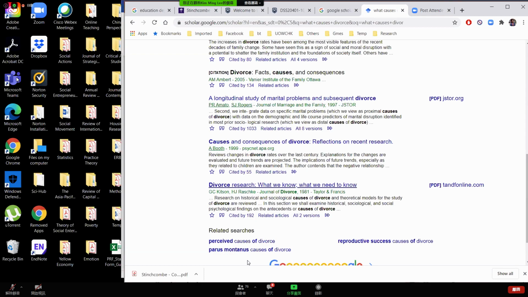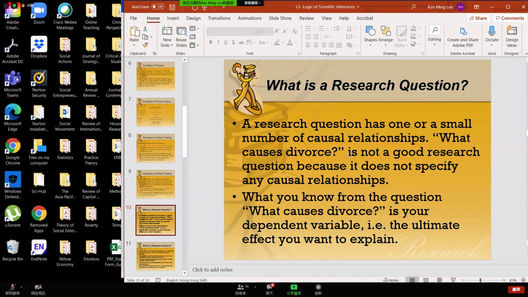So through this kind of literature review, you can refine your research question. You start from a very simple question, what caused divorce? But this is not good enough because it only specifies the dependent variable. So how can we find out the independent variables? It's not just one independent variable, but many independent variables. So you can do your literature review. By doing literature review, you can refine your research question.